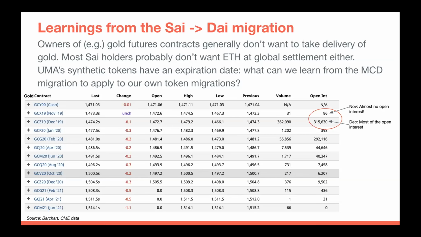Which is kind of like what's happening here, where people who own Psi are generally migrating or selling Psi for Dai, and if they don't, they get delivered ETH at global settlement.